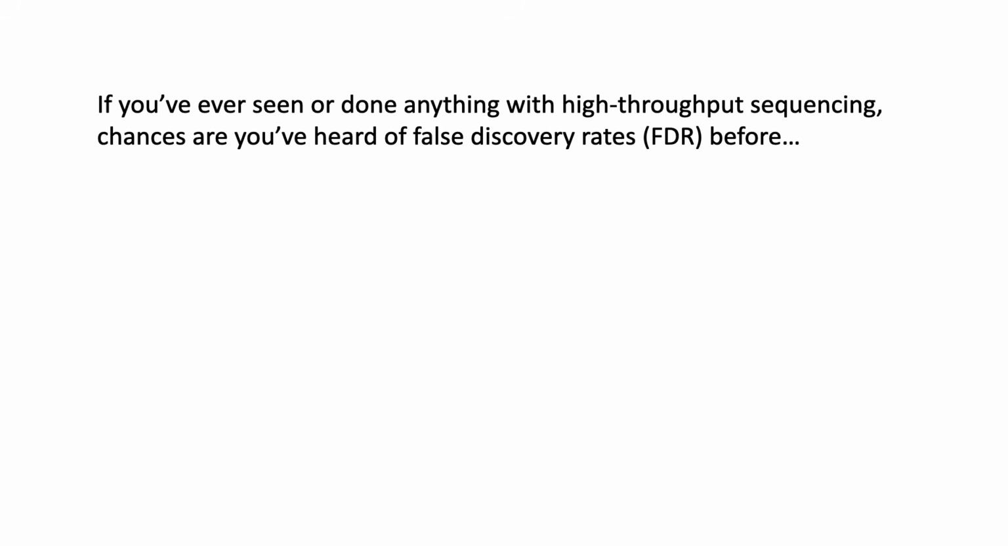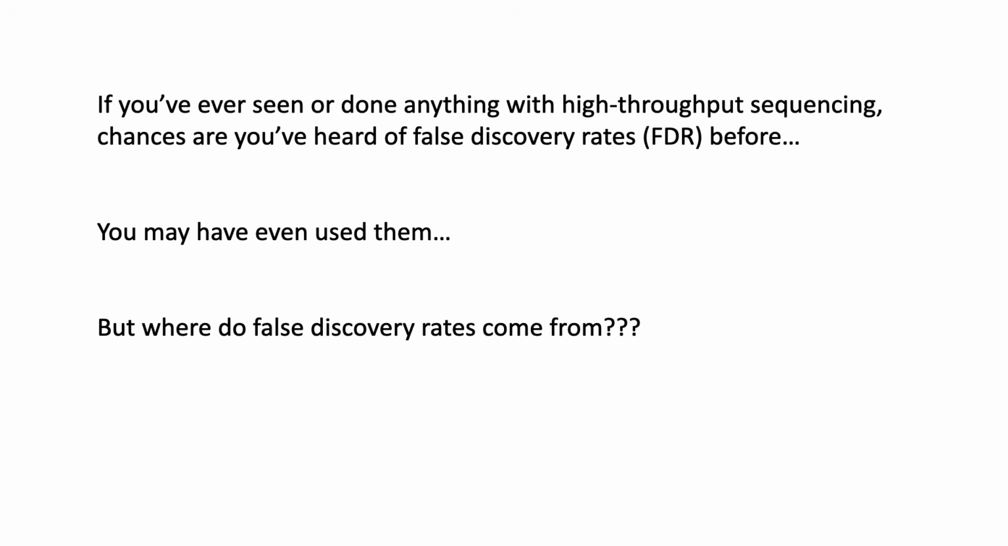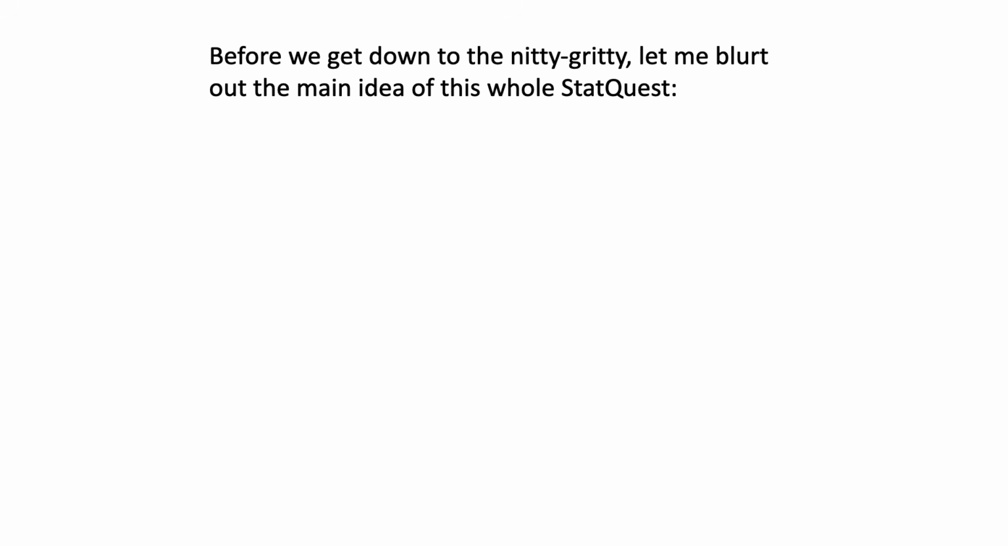If you've ever seen or done anything with high-throughput sequencing, chances are you've heard of false discovery rates, FDR, before. You may have even used them. But where do false discovery rates come from? And how do they work?